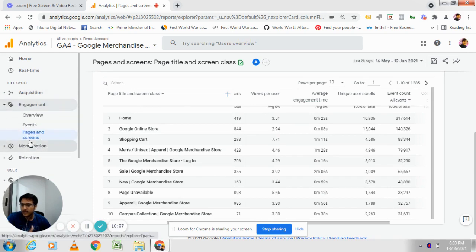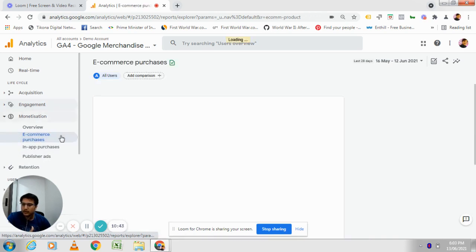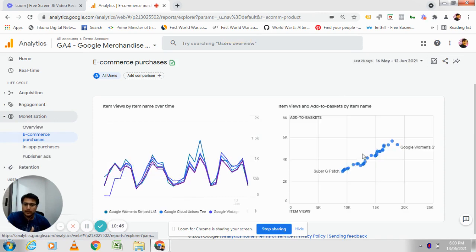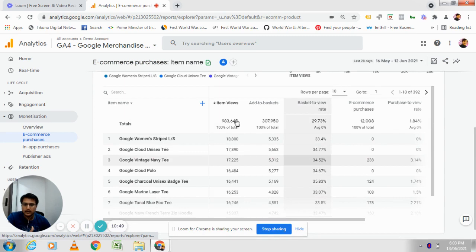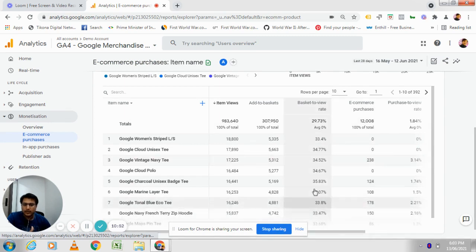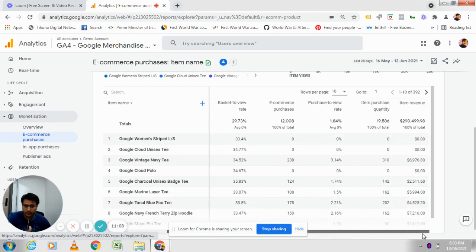In engagement, it is pages and screens. Coming to monetization. In monetization, if you are an e-commerce store, you go to e-commerce purchases. There you will be able to see the ratio of your different metrics. Different metrics in the sense how many people have viewed your product, how many have added to the basket, then their ratio, basket to view. Then after adding those products to the basket, let's say people are purchasing, then what is that ratio. So understanding those ratios is pretty important.